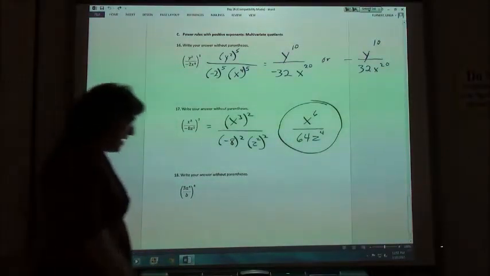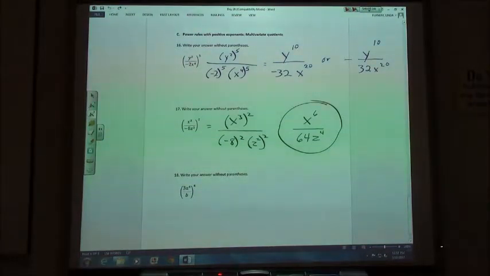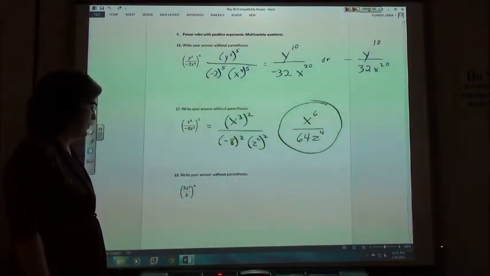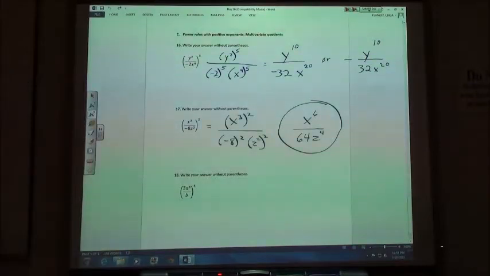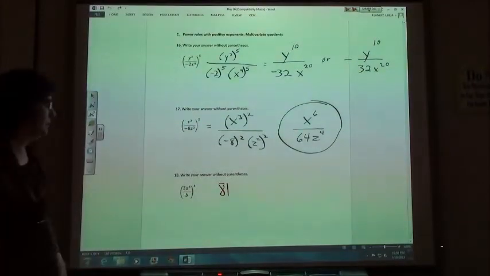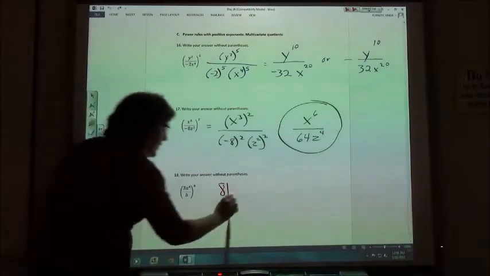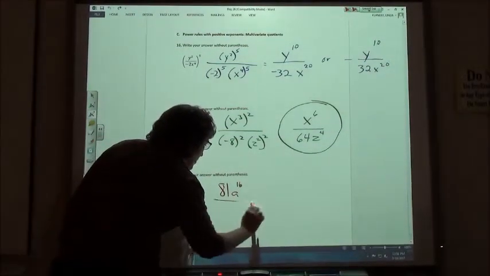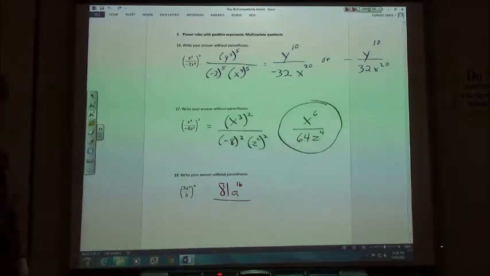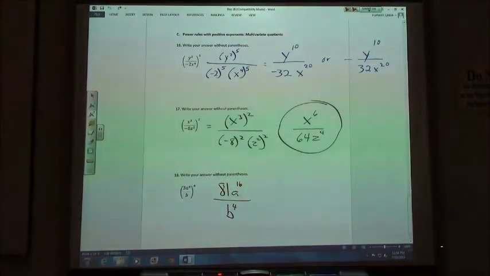And so number 18, if we take 3a to the fourth over b and we raise that to the fourth power, 81, a to the 16th over b to the fourth. And that's going to be my answer then.